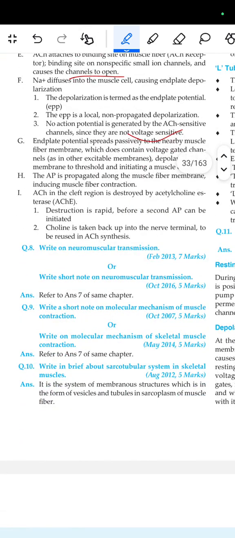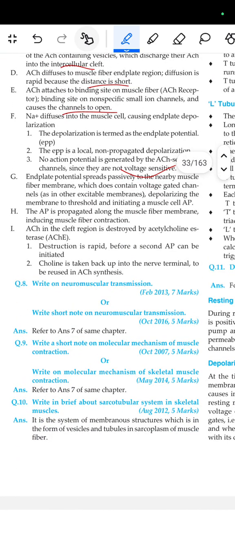The end plate potential spreads passively to the nearby muscle fiber membrane, which does contain voltage gated channels as in the other excitable membrane, depolarizing the membrane to the threshold and inserting a muscle cell action potential. The action potential is propagated along the muscle fiber membrane, inducing the muscle fiber contraction.